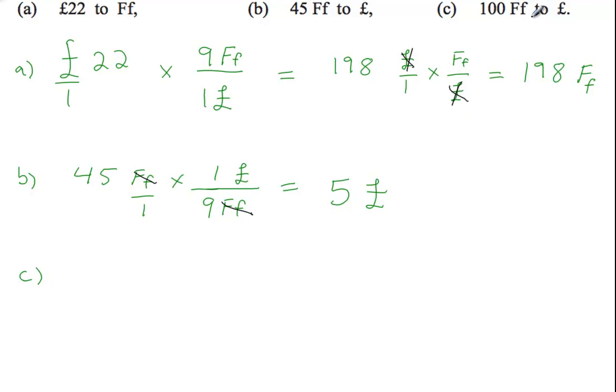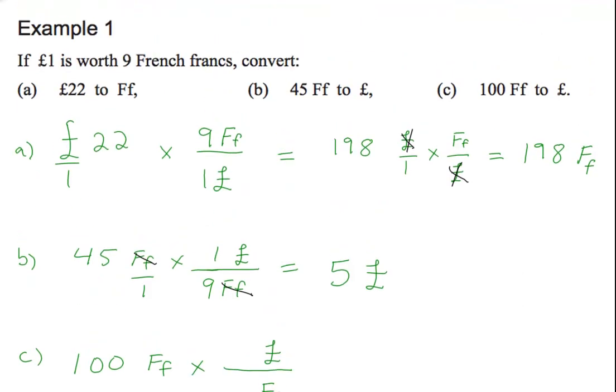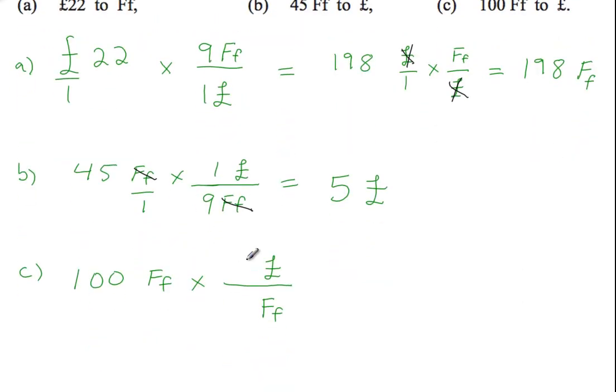C, 100 French francs to pounds. So, identically to B, we're going to multiply 100 French francs by some ratio. We're looking for pounds, and we want to cancel the French francs. Okay, these French francs will cancel those. We'll be left with pounds. What is our ratio? It is 1 pound is worth 9 French francs. So we can fill that out here.